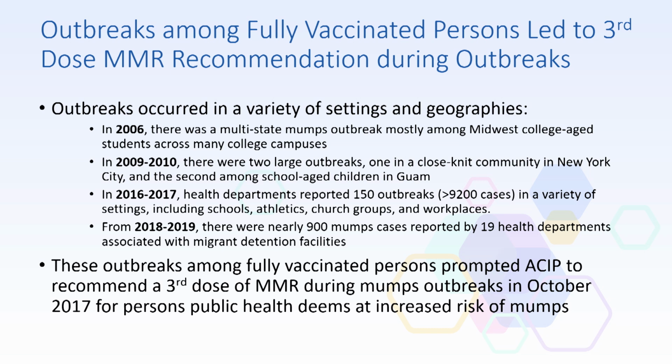In 2016 to 2017, health departments reported 150 outbreaks with more than 9,200 cases in a variety of settings, including schools, athletics, church groups, and workplaces. From 2018 to 2019, there were nearly 900 mumps cases reported by 19 health departments associated with migrant detention facilities. These outbreaks among fully vaccinated persons prompted ACIP in October of 2017 to recommend a 3rd dose of MMR during mumps outbreaks for persons that public health deemed to be at increased risk of mumps.